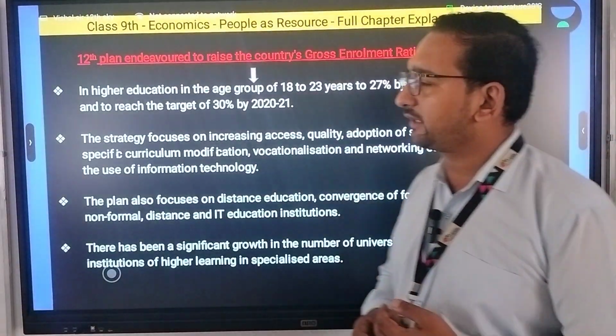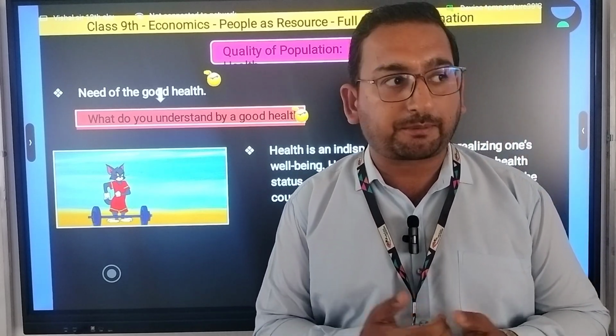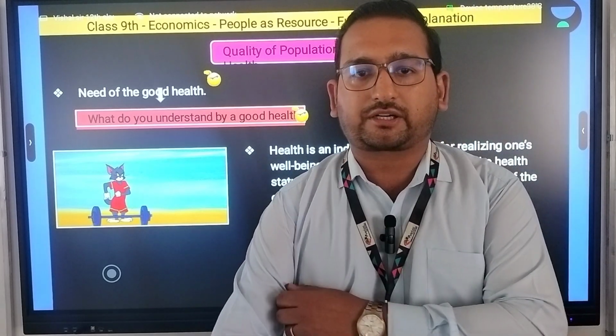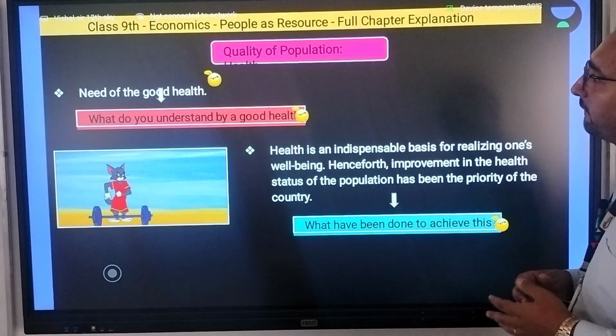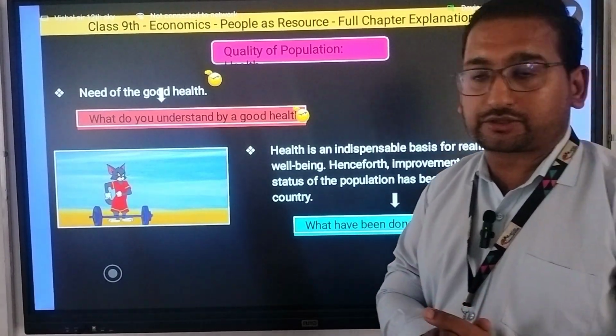Otherwise, in many areas like rural areas, the parents are not able to send their children to school, so they are convinced to send their children to school.